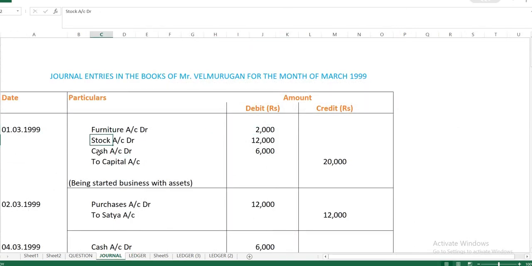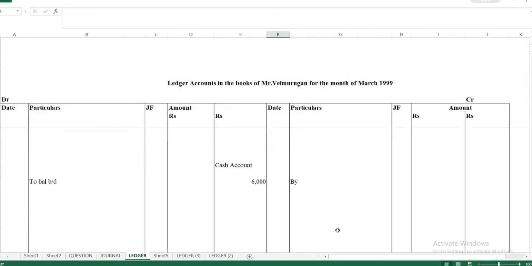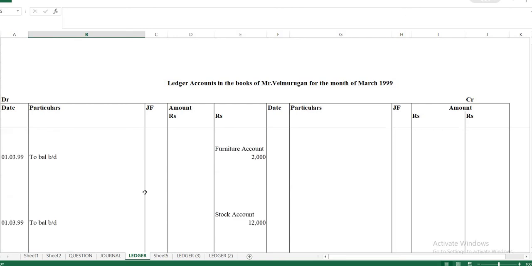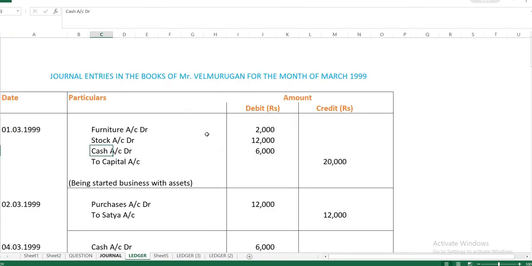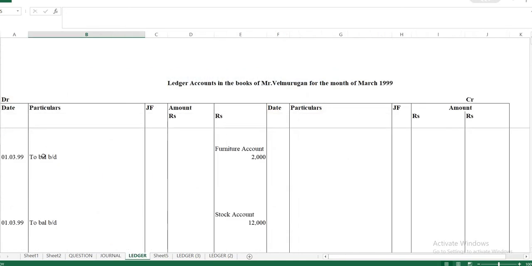Furniture, stock, cash. Here also a date has to be mentioned first, 1/3/1999. So far, what we did: the transaction entry is this one journal entry, furniture, stock, cash to capital. So the furniture account separately I have to open and write on the debit side, to balance brought down. So to balance brought down, the date and 2,000 rupees amount.